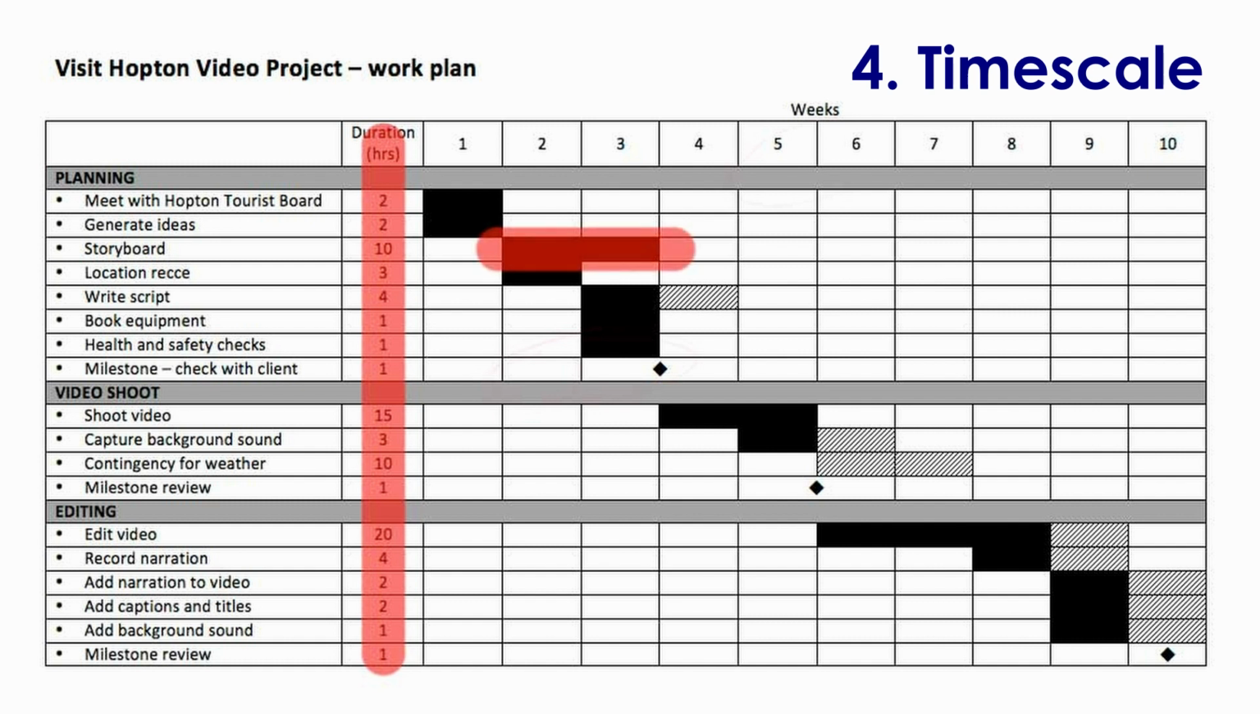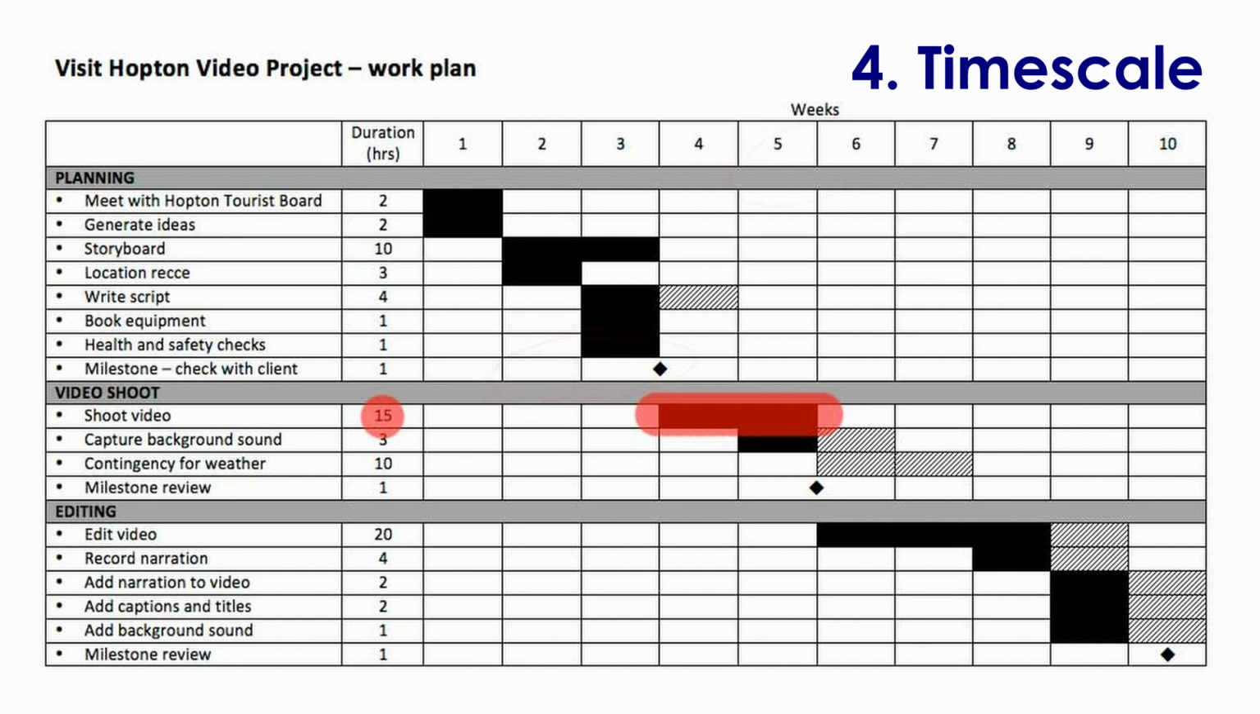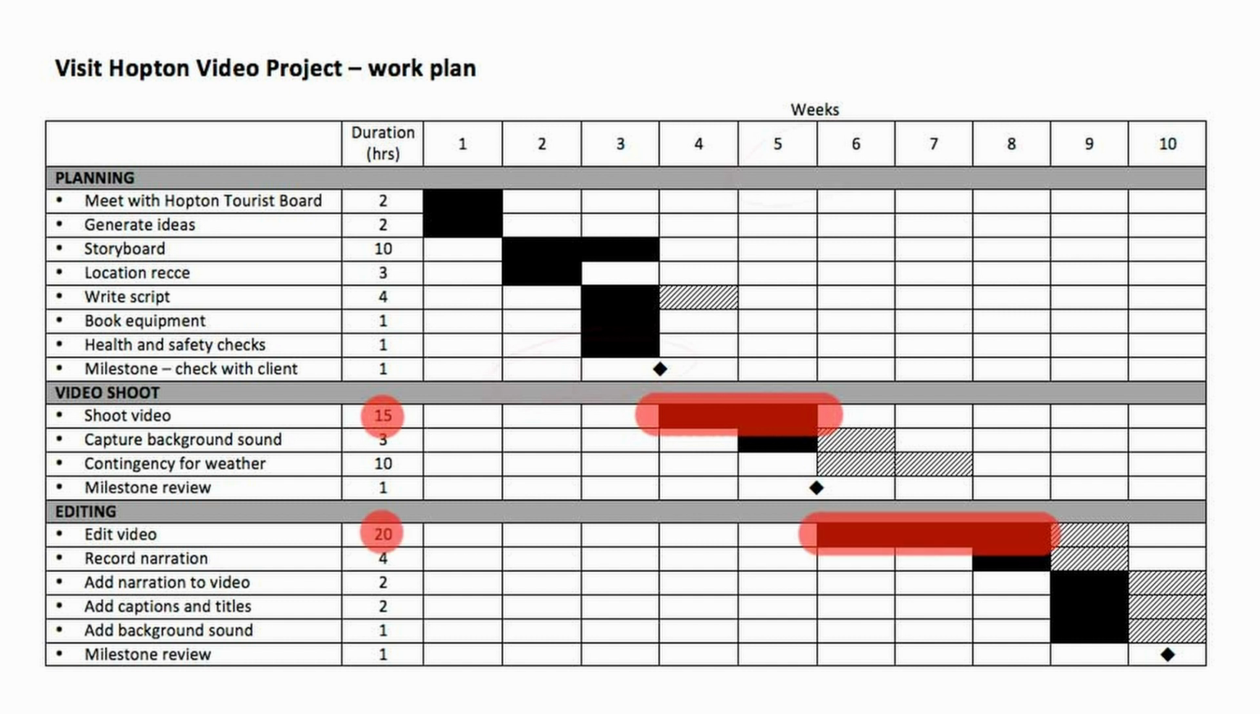Some jobs take longer than others, and sometimes you can do jobs at the same time. That might be because different members of the team can do different jobs, or it might be that jobs are just so quick that you can effectively do them at the same time.